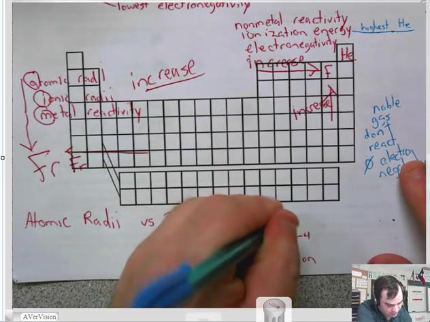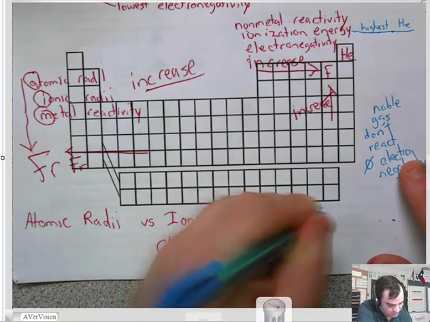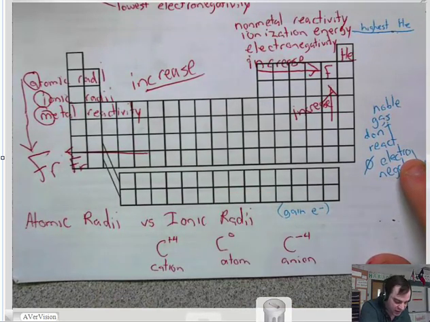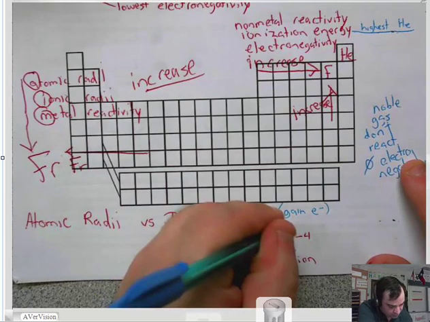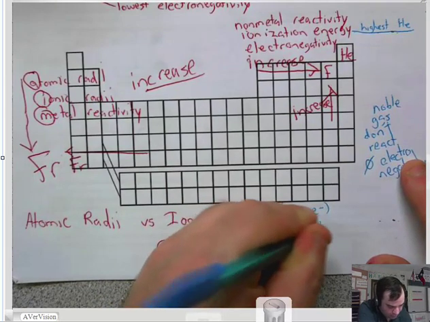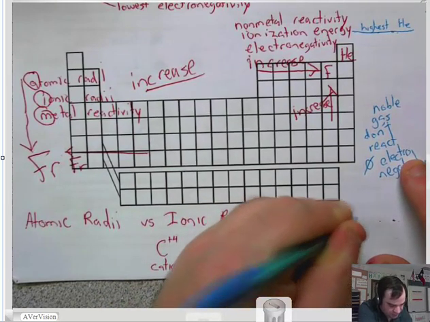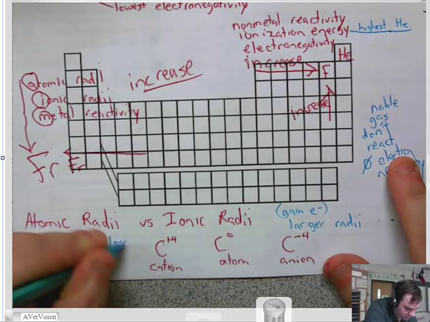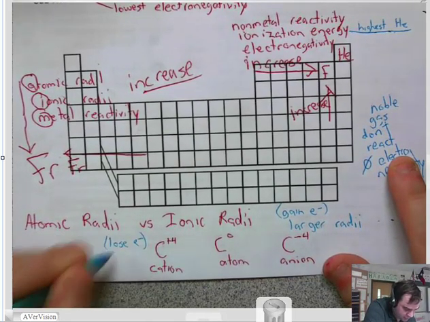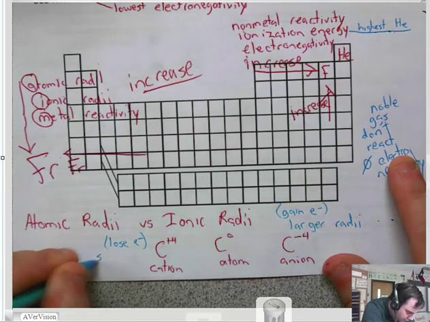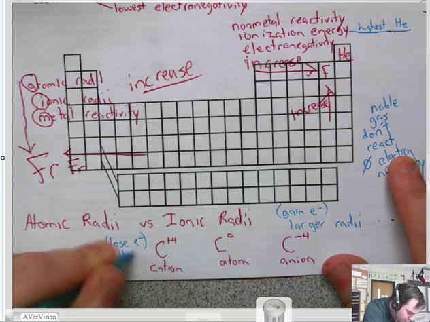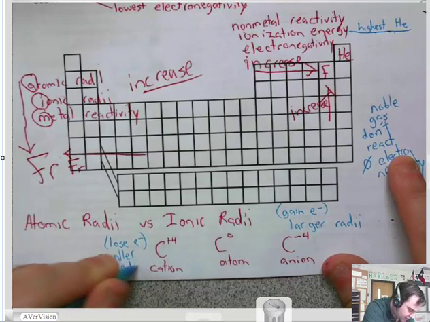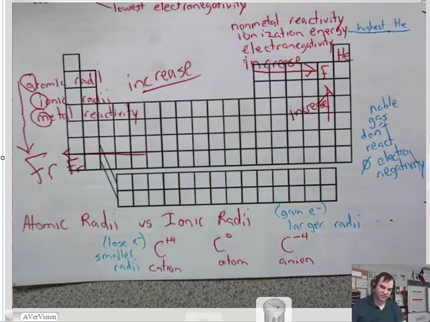This one over here gained electrons. If you gain electrons, you make a larger radii, because you are adding to your energy levels, making them go bigger. Okay? If you lose electrons, you're going to have a smaller radii, because you're taking away electrons from the energy level.